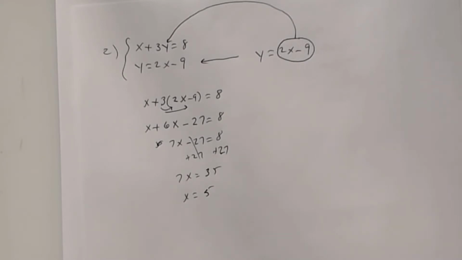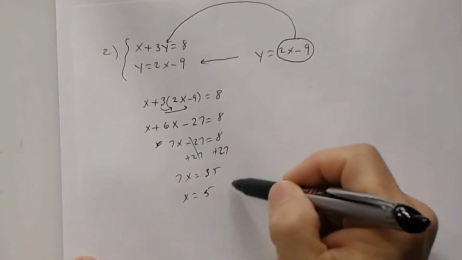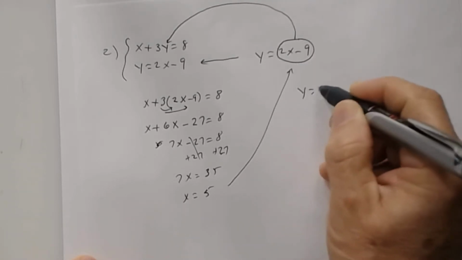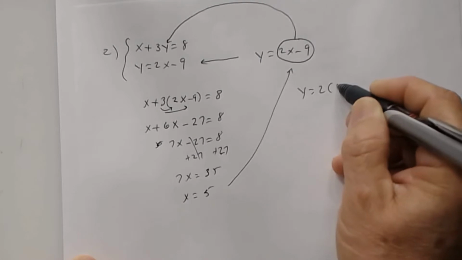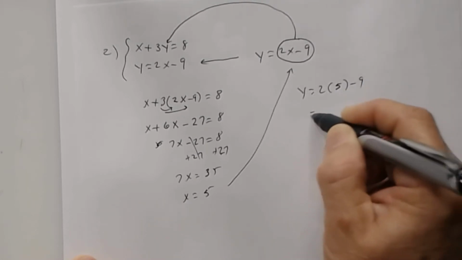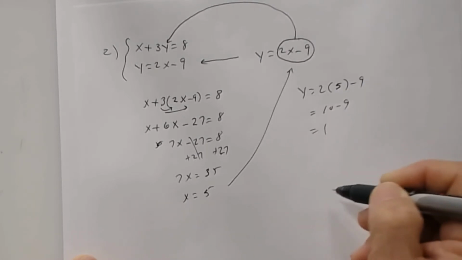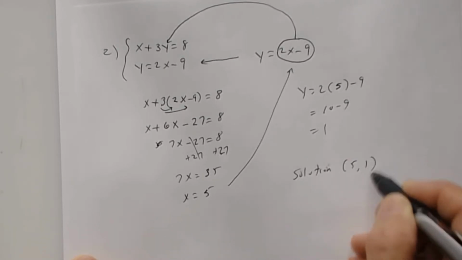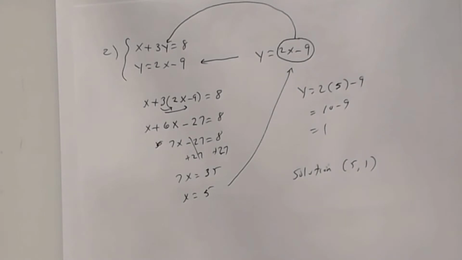The y. So all you do, see that first step? You just go back to this one. So now y equals 2 times x. What's x? 5. 5 minus 9. So that's 10 minus 9, which is 1. So what's your solution? 5, 1. That's your solution.